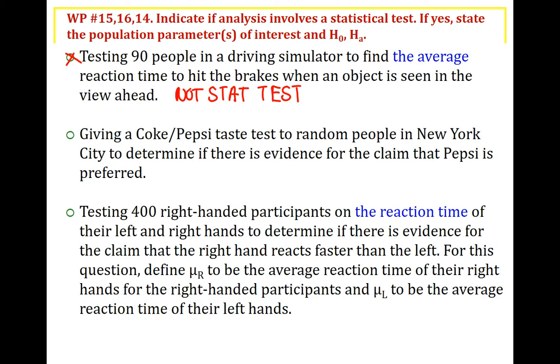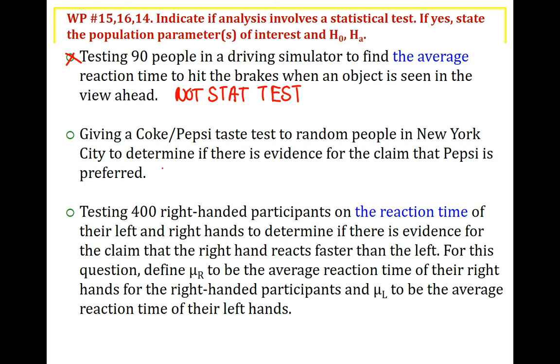The next one, giving Coke and Pepsi taste tests to random people in New York to determine if there is evidence for the claim. Okay, so I walk up to the booth, I pick Coke. I walk up to the booth, I pick Pepsi. That's a statistical test because I am put into a category immediately of which one I'm going to choose. So my value here is not an average because they're not measuring how many pops I drink. They're measuring if I chose a pop or not and how many people choose that kind of pop.